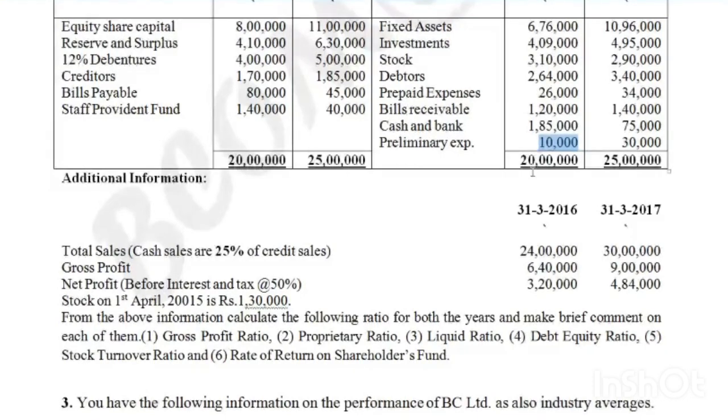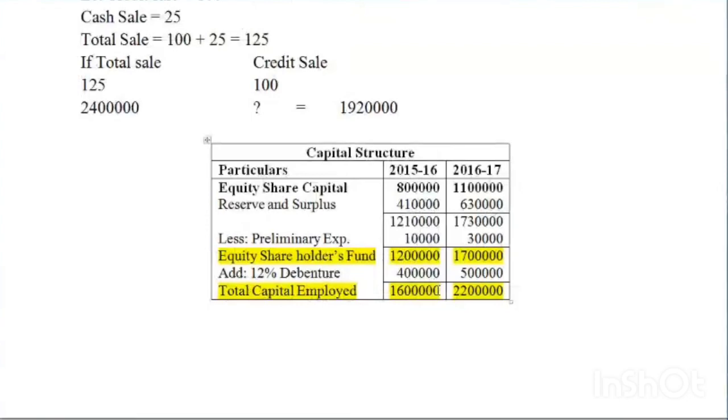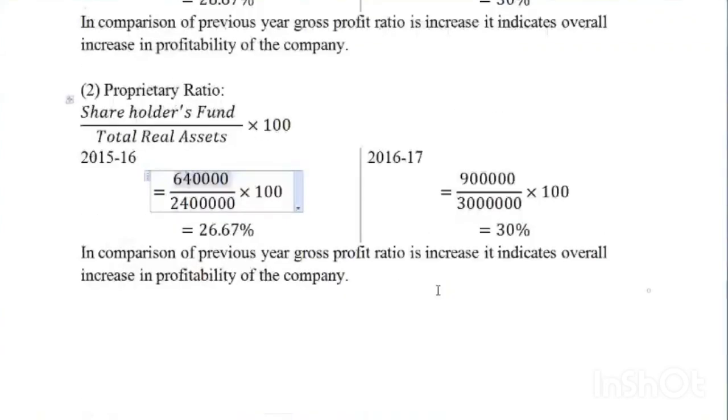From that, 10,000 is subtracted, so it will be 19,90,000 for the first year. Clear? So 12 lakh divided by 19,90,000. Now your answer is 60.30 percentage. Okay.